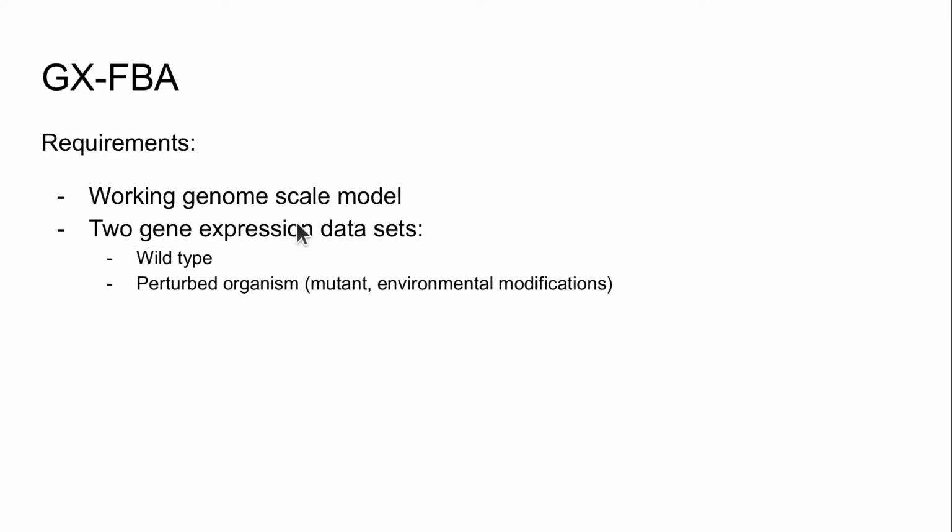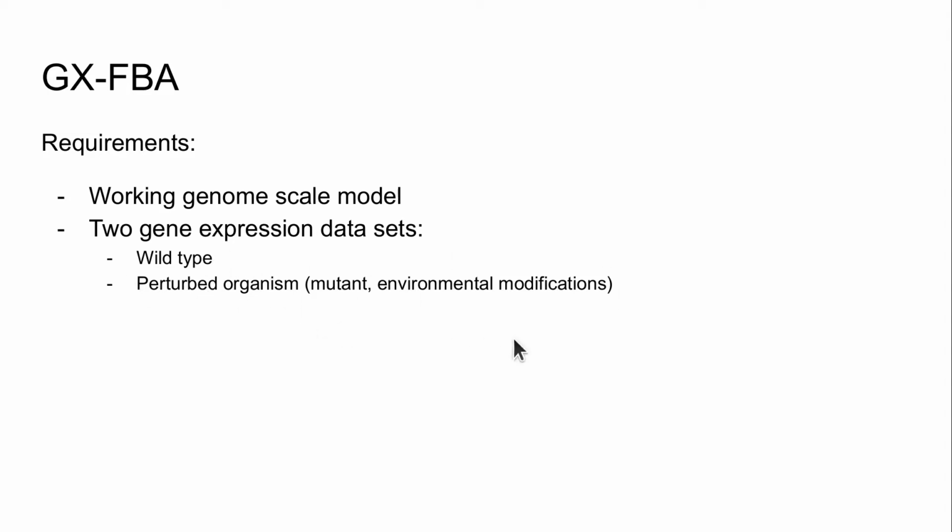And we're specifically going to need two gene expression data sets. One is what we're going to call the wild type. That is going to be our default conditions where either the cell is not subjected to any mutation, or where it's growing on something we can consider a reference medium in terms of nutrient availability.